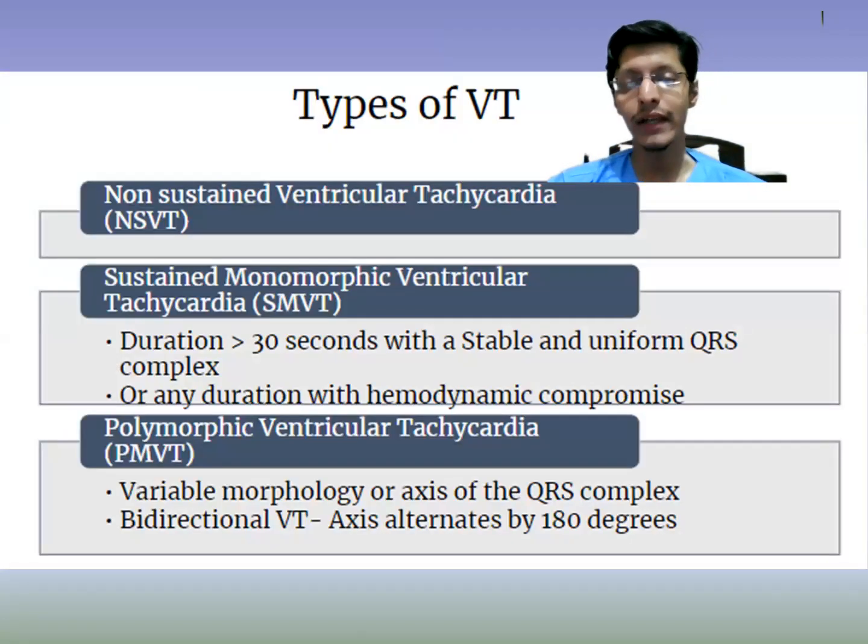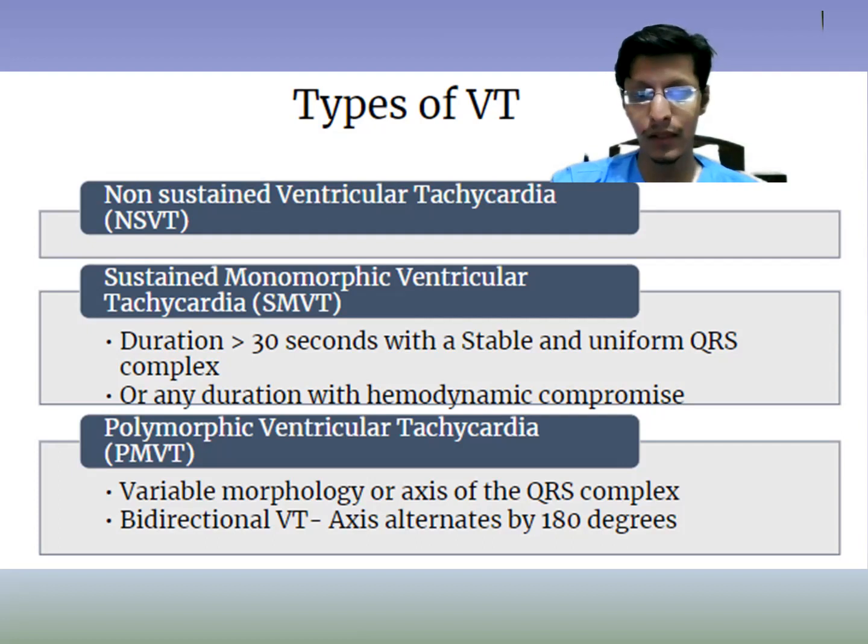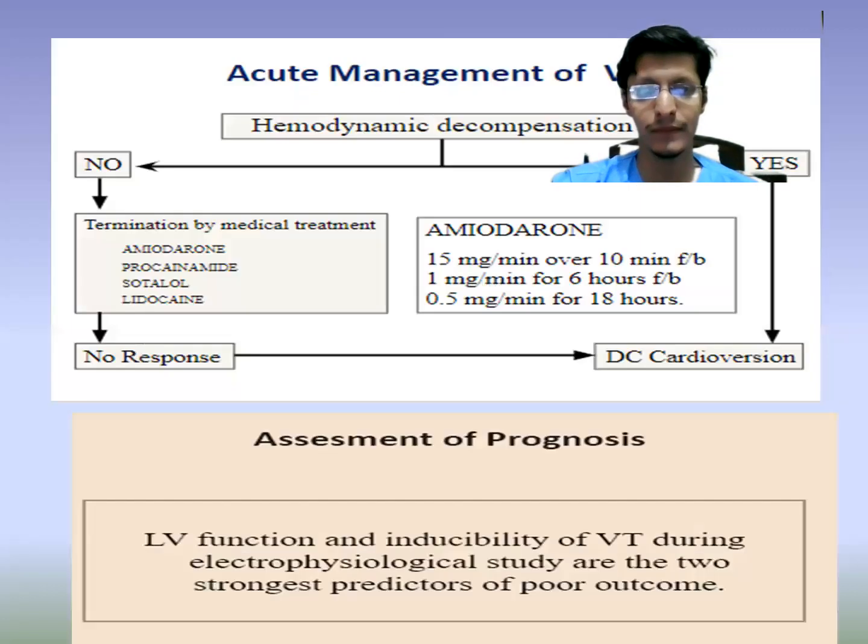What are the types of ventricular tachycardia? We have non-sustained ventricular tachycardia, and sustained ventricular tachycardia, where the duration is more than 30 seconds with a stable and uniform QRS. And then you have polymorphic ventricular tachycardia, where you can find different QRS morphologies. Torsades de pointes is one of the PMVT types.